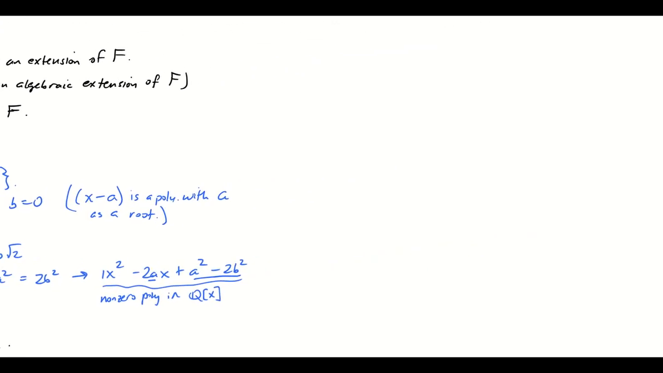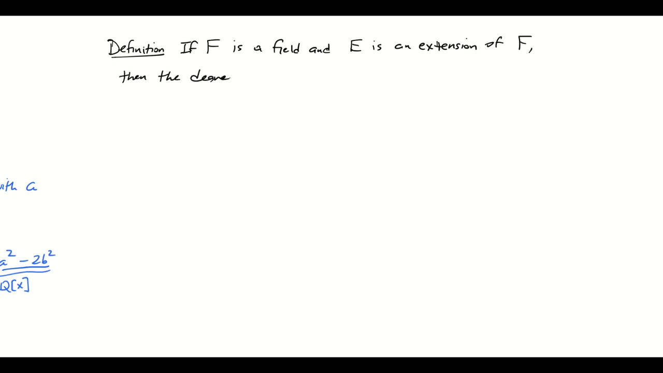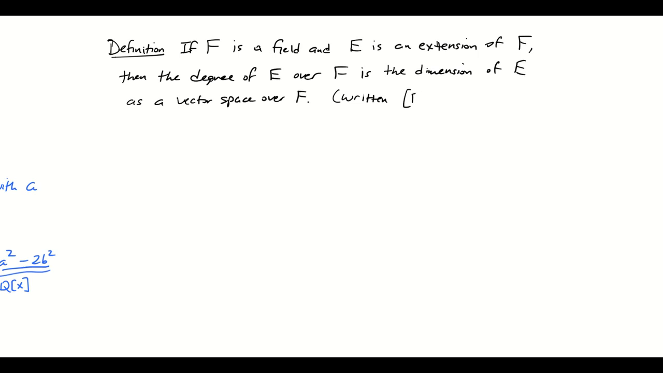Now let's come over here and talk about finite extensions. So this is more of a linear algebraic concept about field extensions. Here's the definition. Okay, so first of all, recall that if F is a field and E is an extension of F, then the degree of E over F is the dimension of E as a vector space over F. And it's usually written as E colon F.